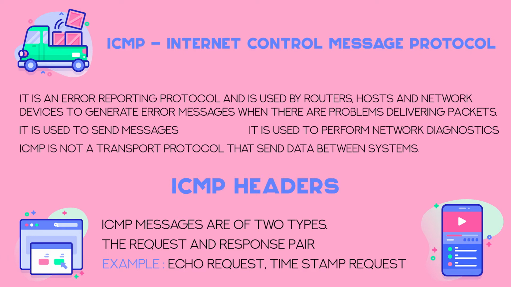ICMP, Internet Control Message Protocol, is an error reporting protocol used by routers, hosts, and network devices to generate error messages when there is a problem delivering a packet. The primary function of ICMP is to send messages in times of errors and problems delivering packets. In other words, it's used to perform network diagnostics. We will look at this when we are performing a network scan, and I'm sure you will be really excited to know how it works practically.